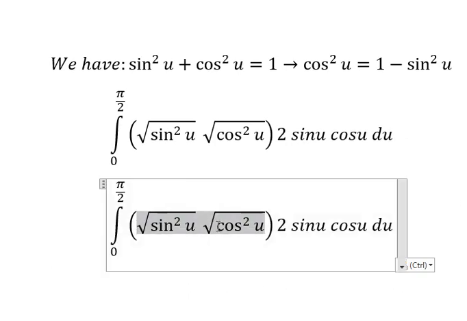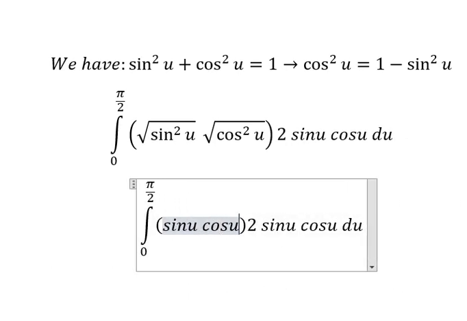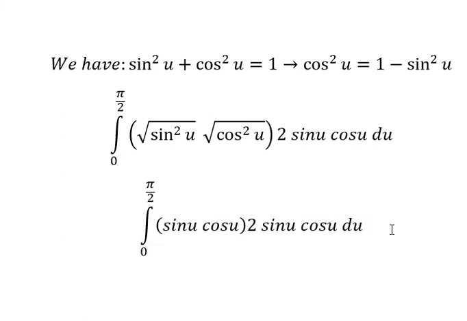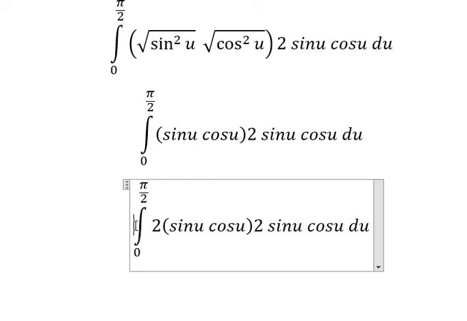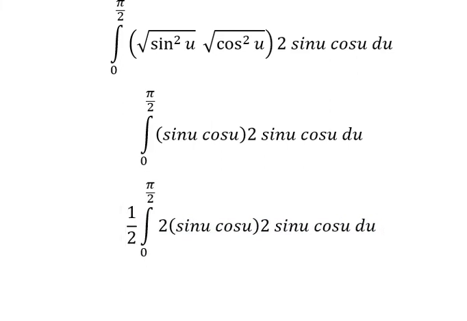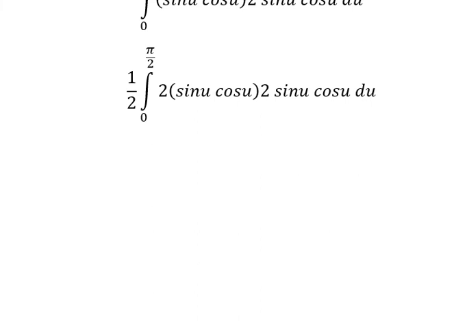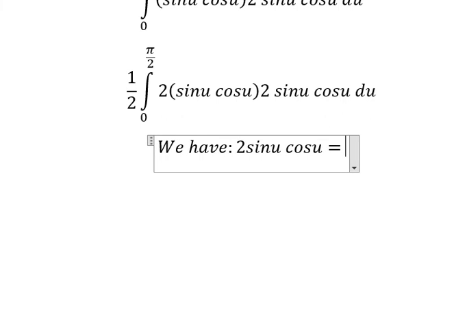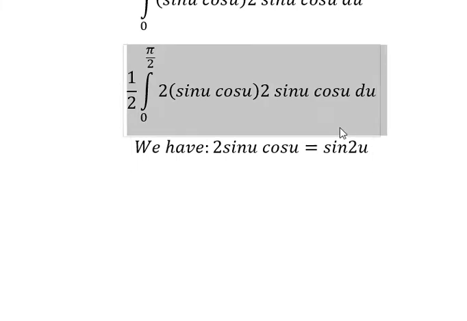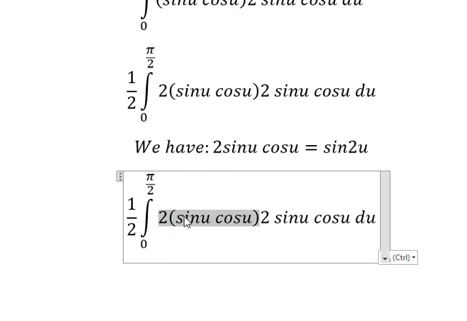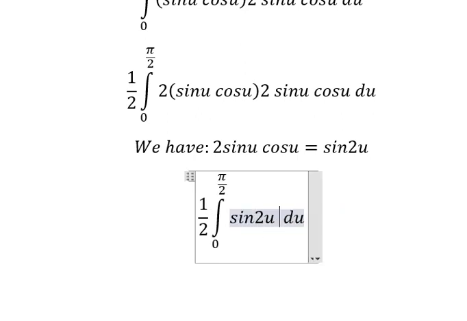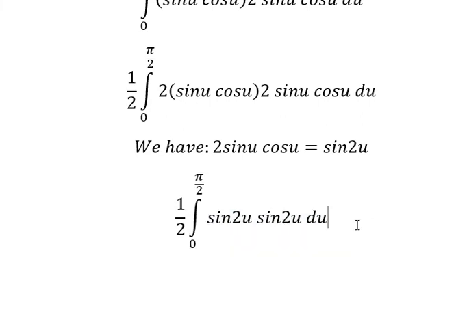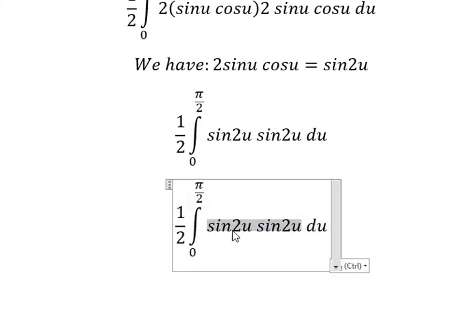And now we have sine u cosine u. So I will put number 2 in here. Later that we need to divide by number 2. So we have the formula in here. 2 sine u cosine u equals sine 2u. So this one we have sine 2u, and this one we have sine 2u, and so we have sine 2u to the power of 2.